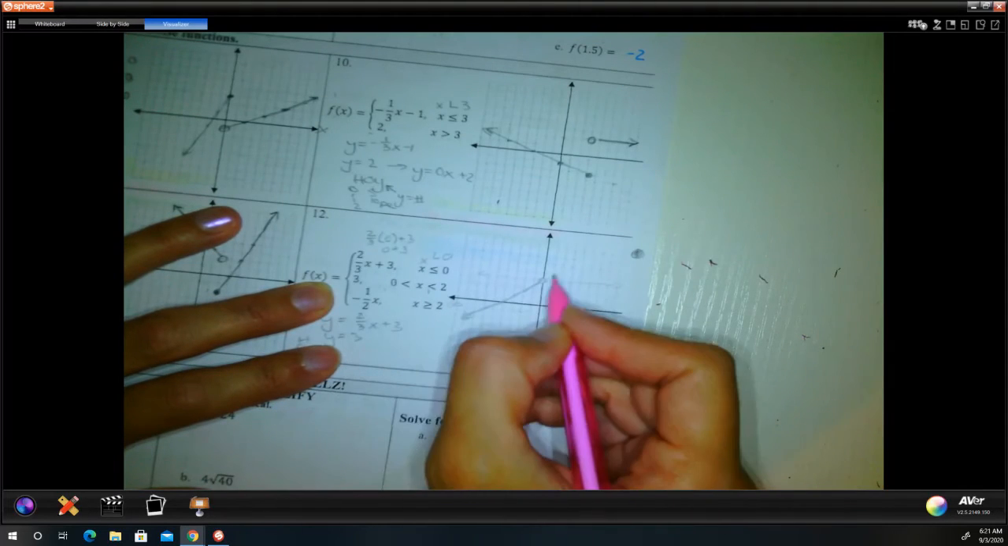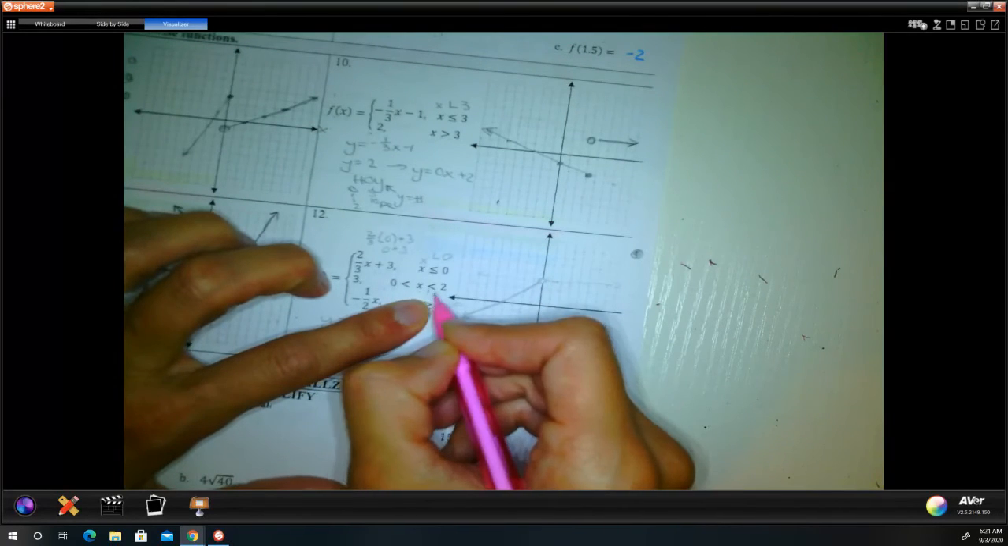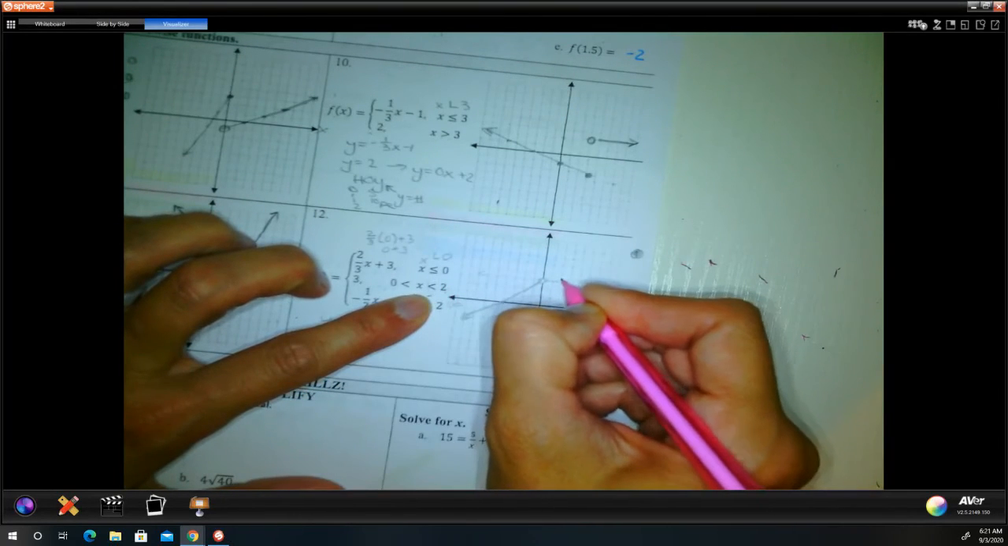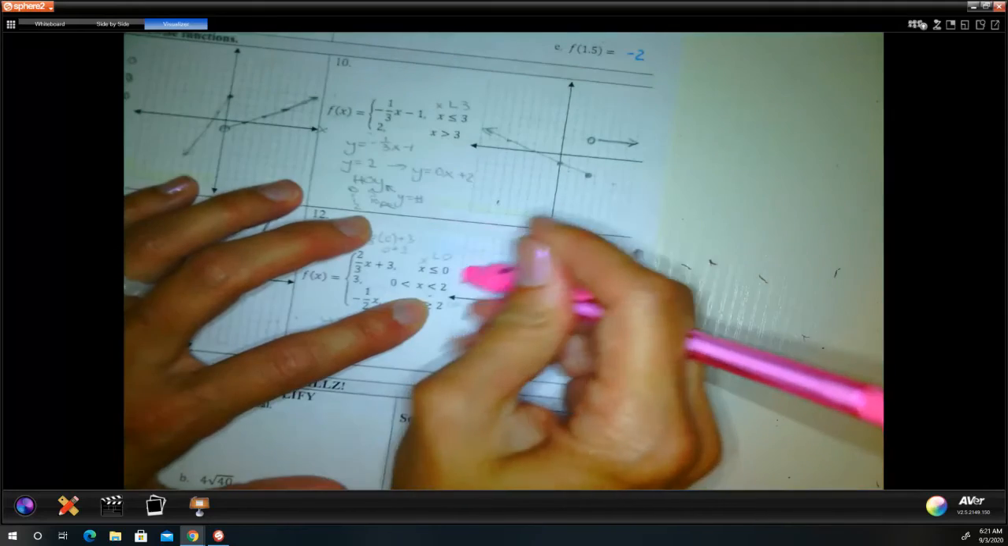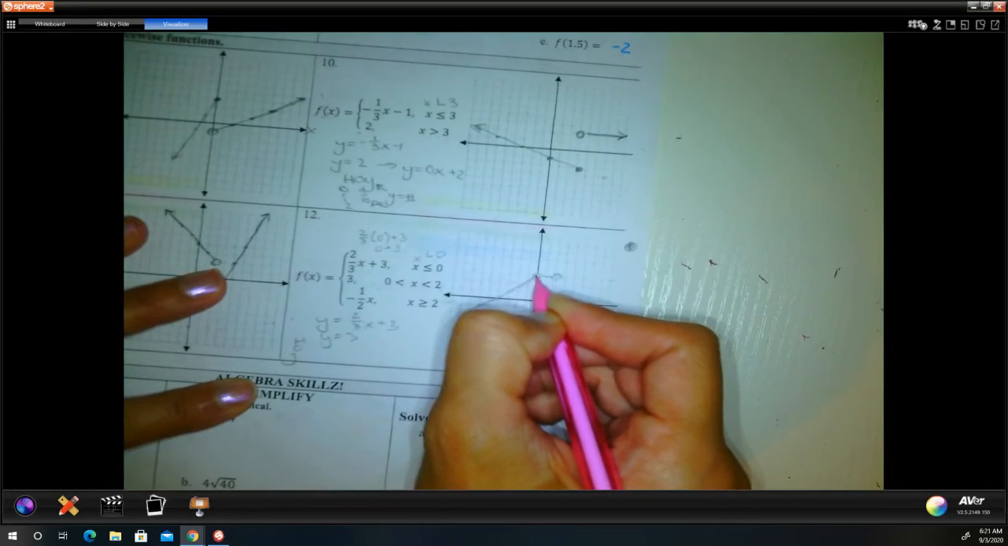Okay, so this is going to be from 0 to just 2. So at 2, I'm going to stop, and since there's not an or equal to, 2 is going to be an open circle. And then I just want to make sure everything else is erased there. Okay, so right now I have this line, a solid circle, and then an open circle.